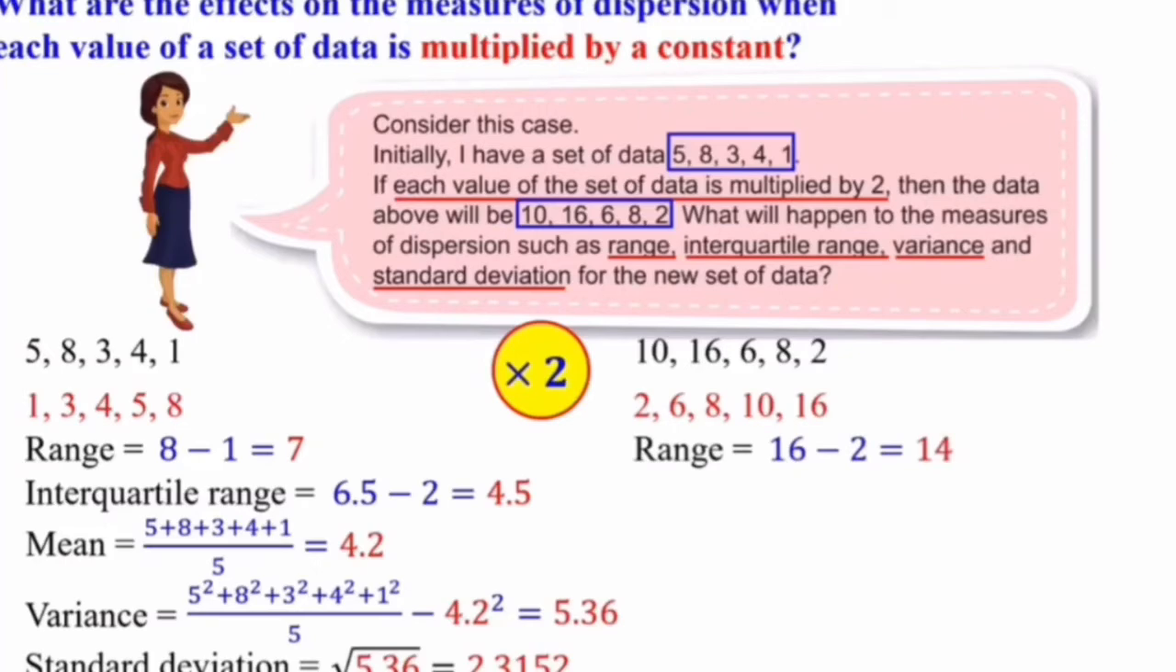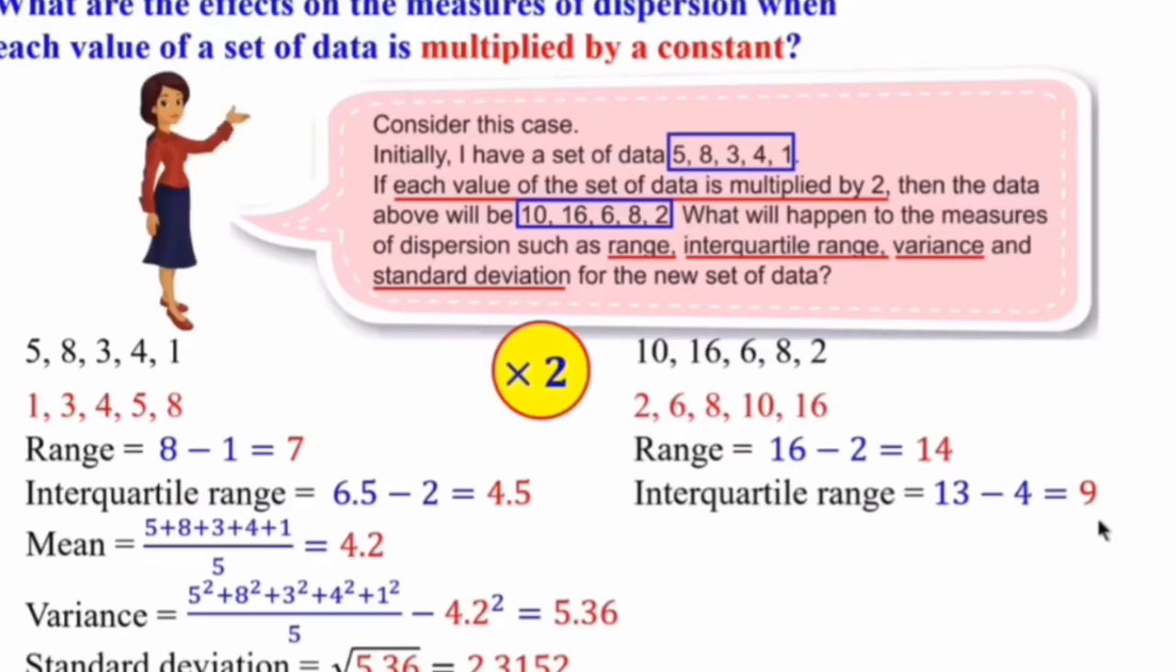Now the range becomes 14. So if you times 2, now the range becomes 14. For the new set of data after multiplying by 2, we find the range: 16 minus 2 is 14. Then the interquartile range is Q3 minus Q1. So it's 13 minus 4 equal to 9.